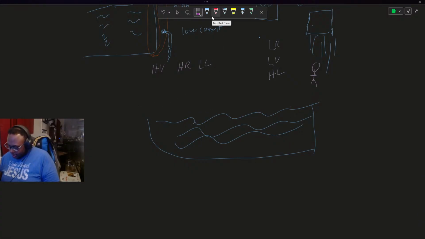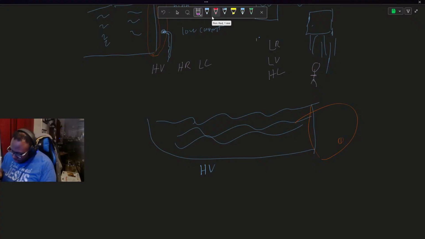Okay, so now we have a giant swimming pool. So this would be high voltage, and then we rip a giant hole in the side of it and throw little Timmy here. Dude, you're a child? No. All this water is going to come rushing out.